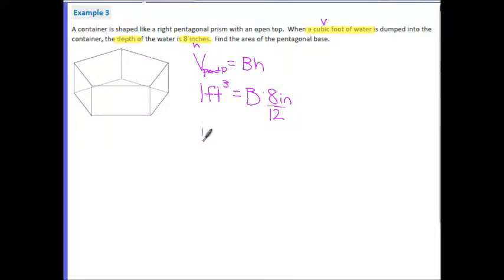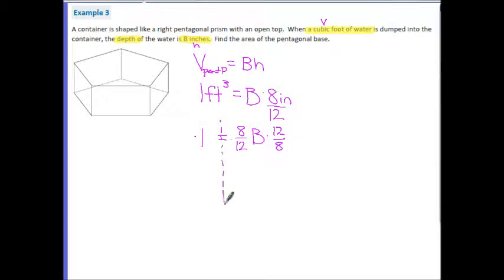All right, so what I have here is 1 is equal to, I'm just going to rewrite this without all of our units. And if you wanted to, you could reduce the 8/12. If I want to solve this, I have two choices. I can divide by 8/12, or I can multiply by the reciprocal. And I like to do that, so I'm going to multiply by the reciprocal. And if I do it to one side, I've got to do it to the other.